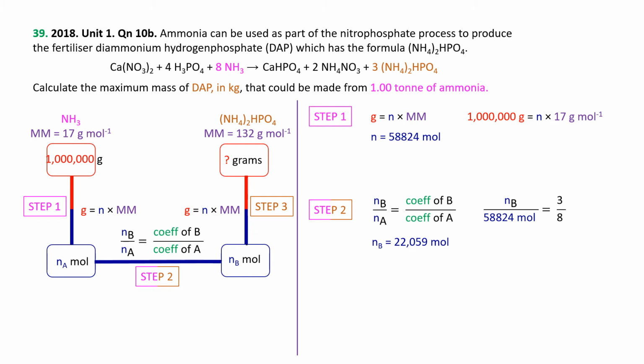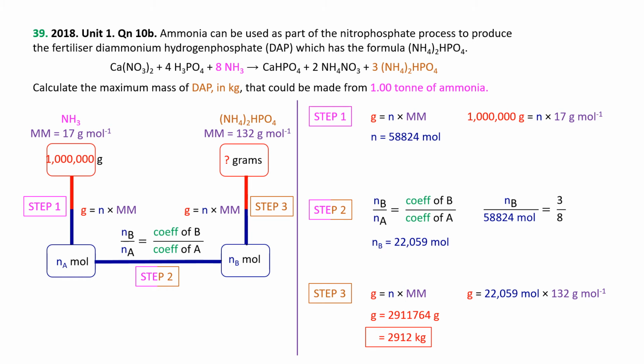Punch that through your calculator and you find that the moles of DAP is 22,059. Now, of course, converting that first of all to grams, we just take the number of moles, 22,059 moles, times the molar mass, 132 grams per mole. And that gives us 2,911,764 grams, or realistically 2,912 kilograms. Should really have called it 2,910 for significant figures, because we got 3 significant figures in the tons of ammonia.